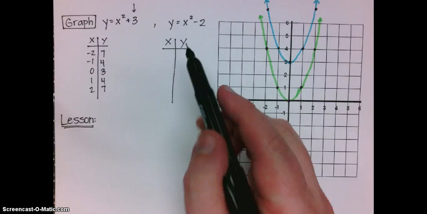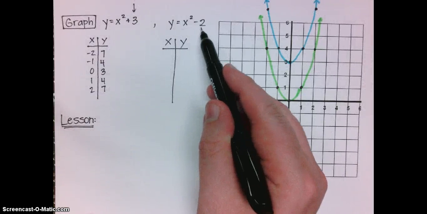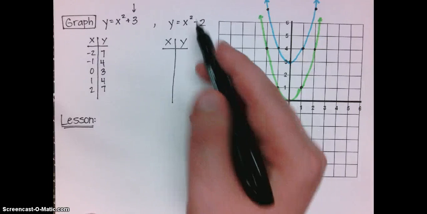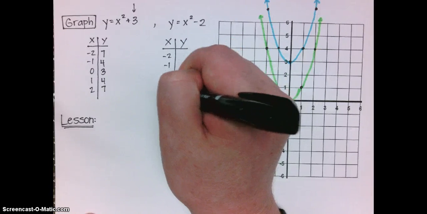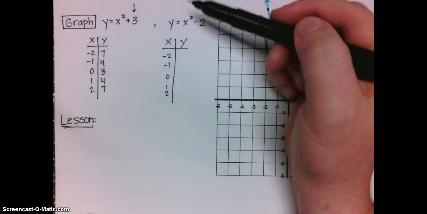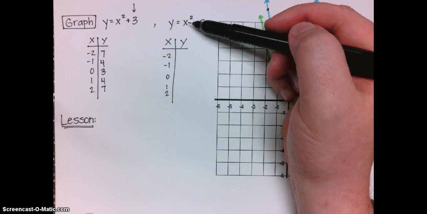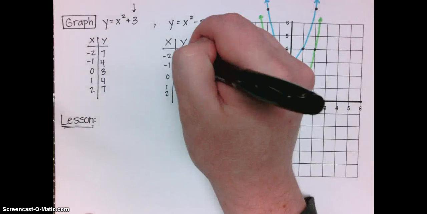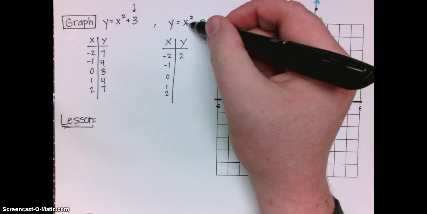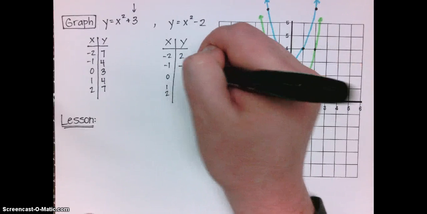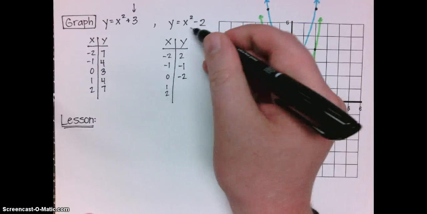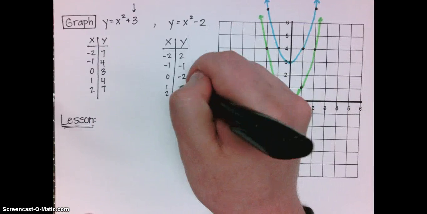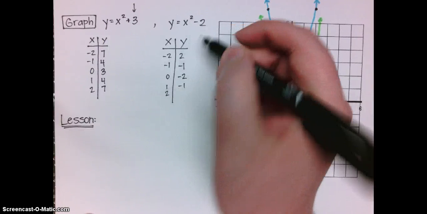So what do you think if we subtract 2 for this next one, y is equal to x squared minus 2, what do you think is going to happen? I'm going to choose some points again, -2, -1, 0, 1, and 2, and let's plug those into the function. -2 squared is 4, minus 2 is 2. -1 squared is 1, 1 minus 2 is -1. 0 squared is 0, minus 2 is -2. 1 squared is 1, minus 2 is -1. 2 squared is 4, 4 minus 2 is 2.